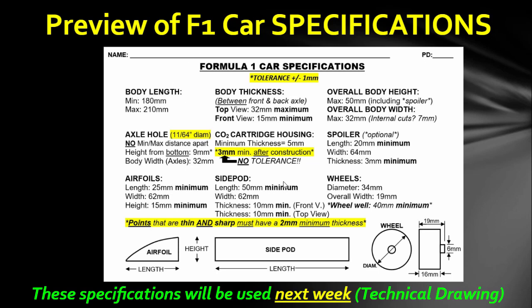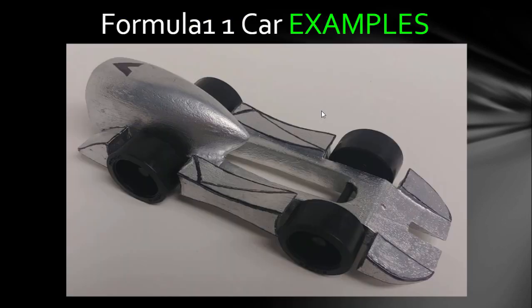So look at these specs. You will notice that cars are shorter or can be shorter than the wedge cars, CO2 cars you made last year or last semester. Once again, this information will come into play next week. We're not going to worry too much about specs, but they're there for you to take a look at.